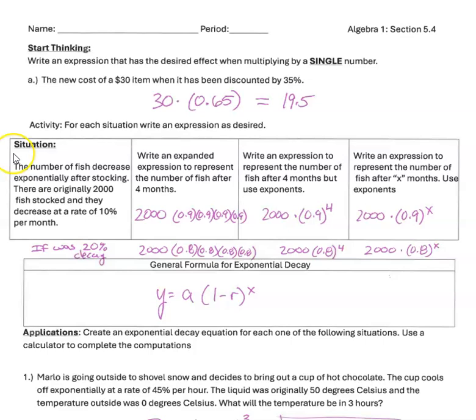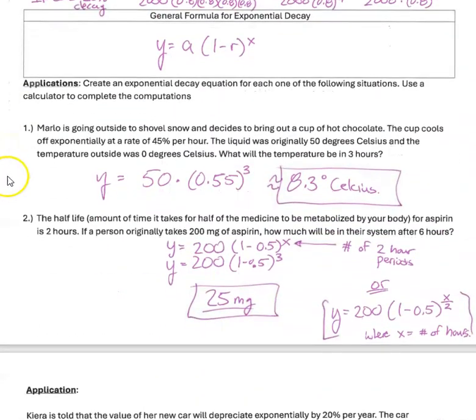So let's go ahead and look at some possible applications to this. One of the things is if you have a warm water bottle or something like that, it will cool down exponentially. At first, it cools down by several degrees, then a little less over the next hour and a little less the next, and it's actually modeled by exponential decay. So this says Marlowe is going outside to shovel snow and decides to bring a cup of hot chocolate. The cup cools exponentially at a rate of 45% per hour. The liquid is 50 degrees originally, and how much is it going to be after 3 hours?